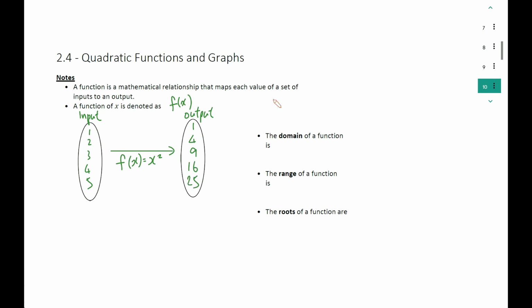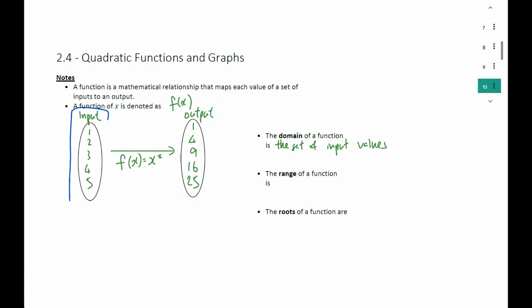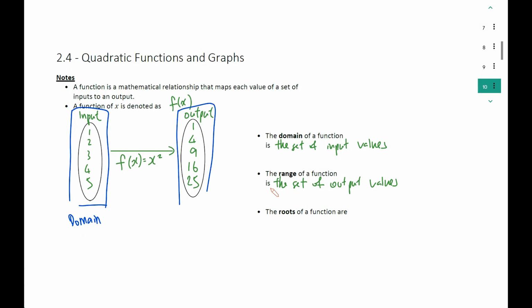So the domain of a function is the set of input values. In other words, this is called the domain. And the range, you could guess, of a function is the set of output values. So this is the range. You could write it as a set.